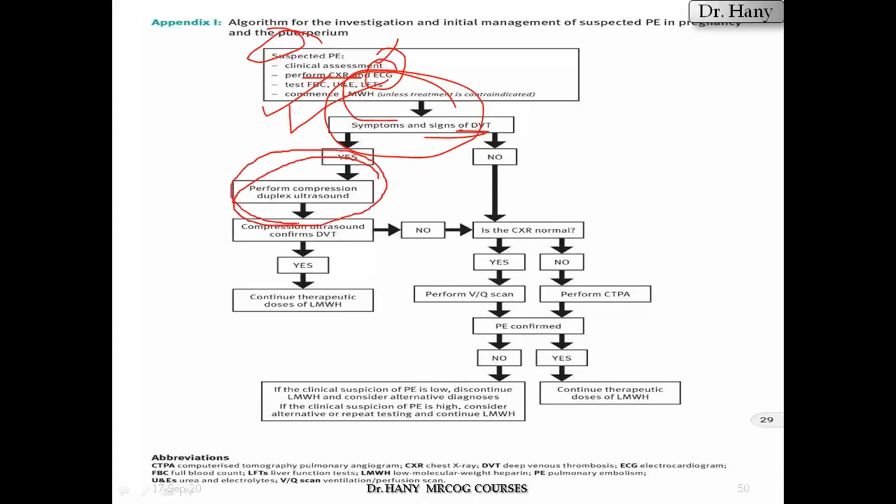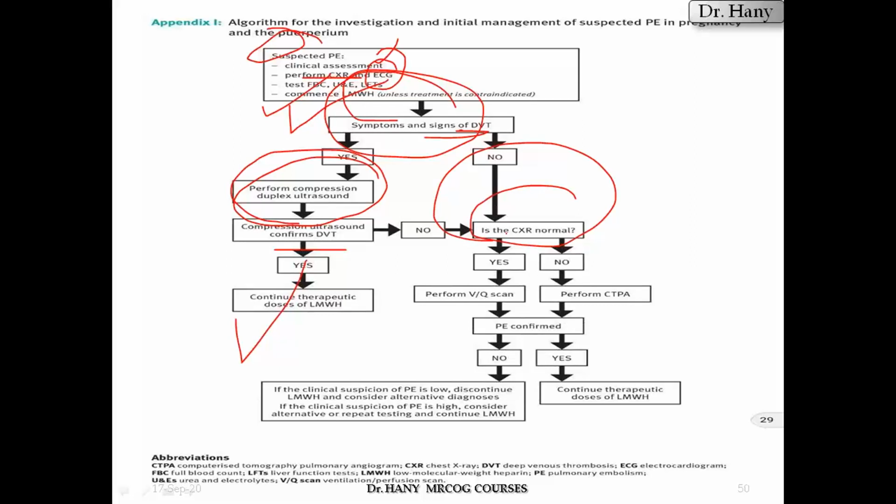What is the compression duplex? You will press the probe on the woman's calf. If the vein collapses, or is compressed, there is no thrombosis. If it is non-compressible, there is a thrombosed vein. So a compression duplex ultrasound finds or confirms DVT, and you will continue the low molecular weight heparin in the therapeutic dose. If no signs of DVT, you will go for just chest X-ray assessment.